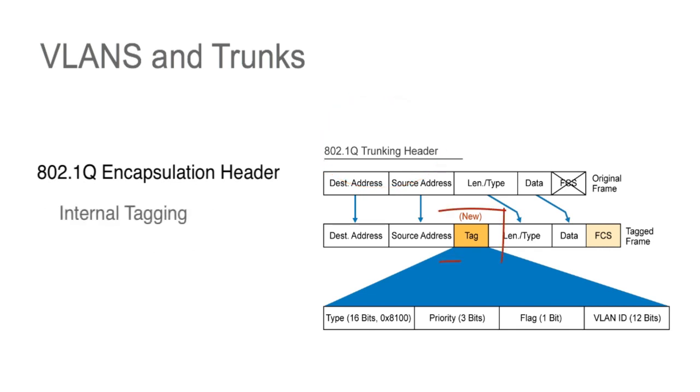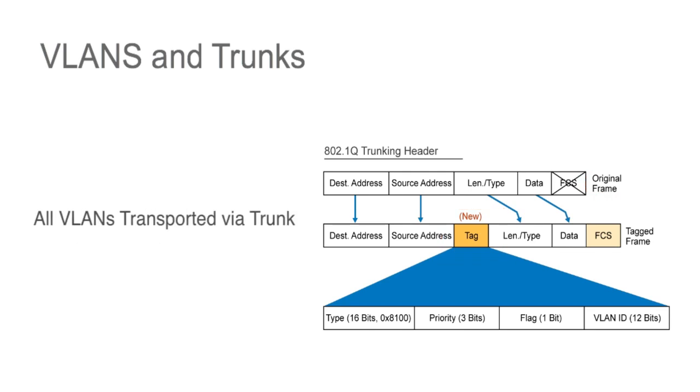802.1Q uses an internal tagging mechanism that inserts a 4-byte tag field into the original Ethernet frame, which includes the original VLAN number. And by default on a Cisco switch, all VLANs configured on the switch are carried over a trunk interface.